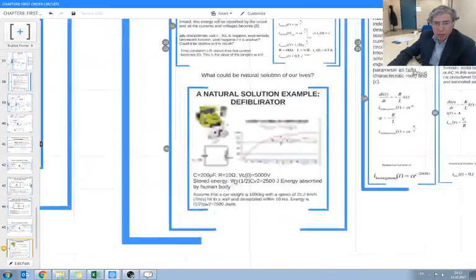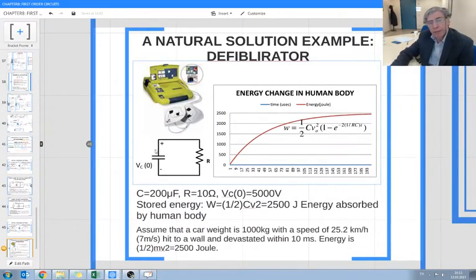Zoom the frame. It's that one. This is heart attack shock equipment. When a person has a heart attack, they use this instrument to reanimate an ill person. How do they do it?